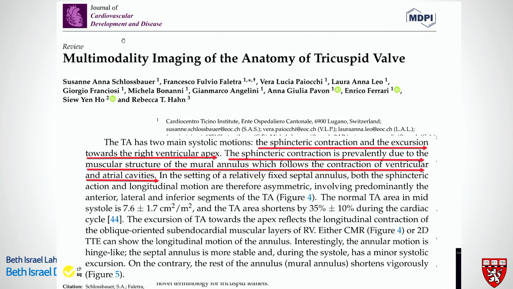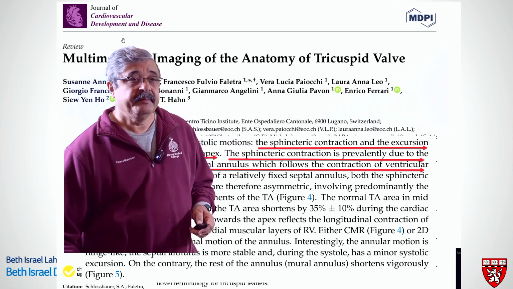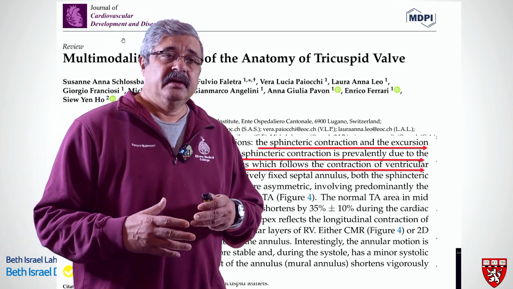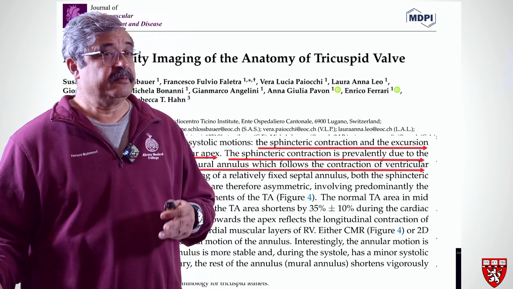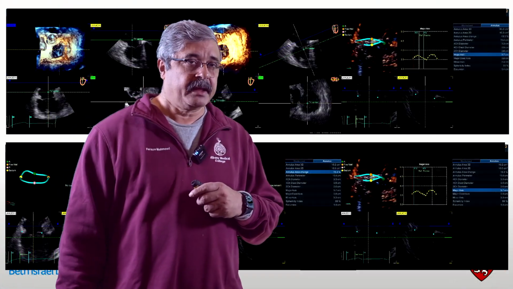Another article by Dr. Rebecca Hahn, on multimodality imaging of the tricuspid annulus, also touches upon this subject, demonstrating that the sphincteric contraction and excursion towards the right ventricular apex is prevalent due to muscular structures of the mural annulus, which follows the contraction of the ventricular and atrial cavity. So again, this reinforces that this is possibly a sphincter more than an annulus, and we may have been a little erroneous in our approach to the tricuspid valve, which was very mitral-centric.